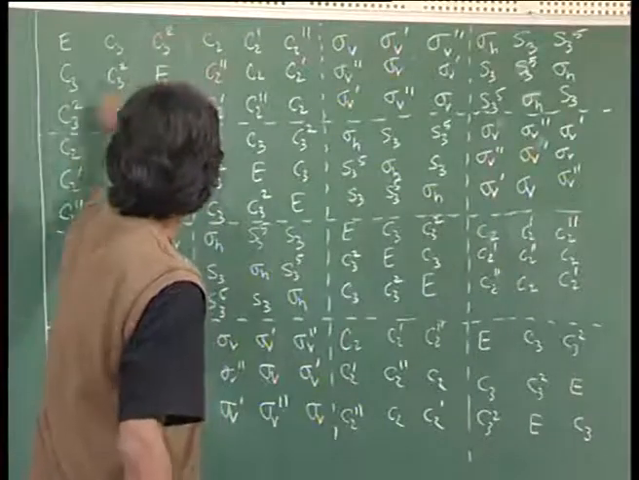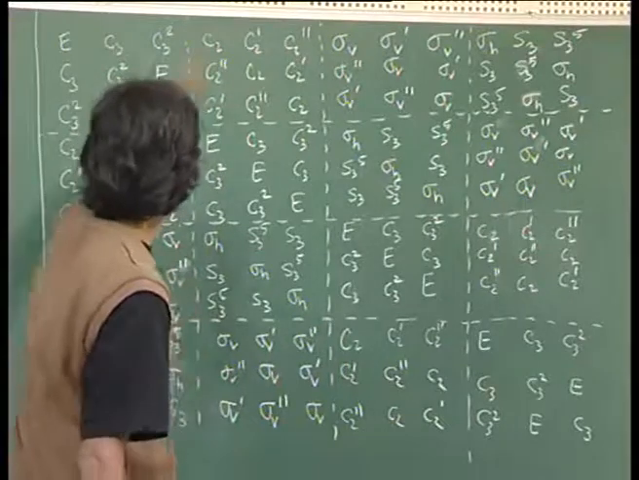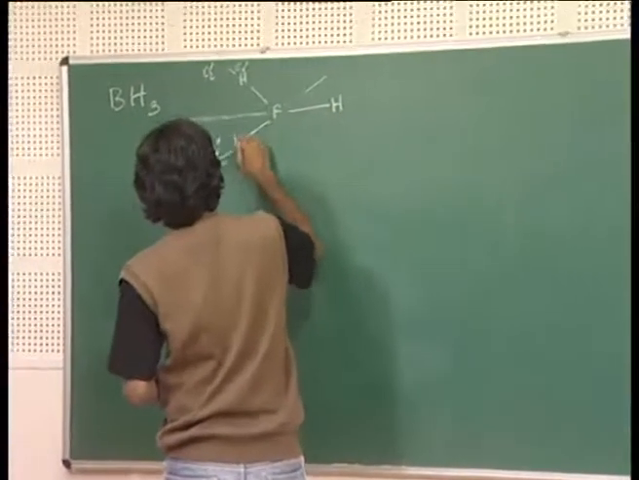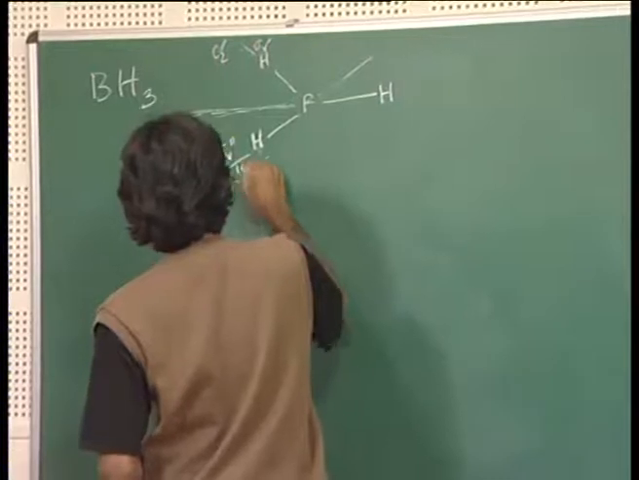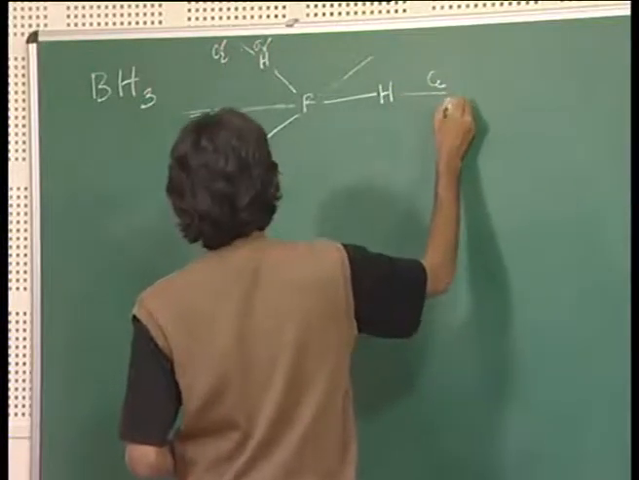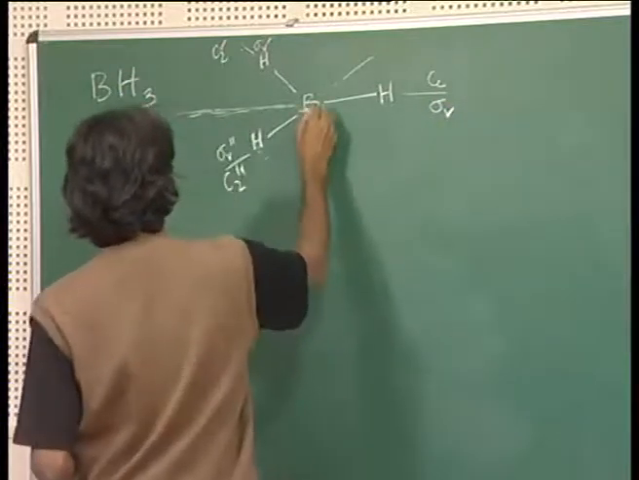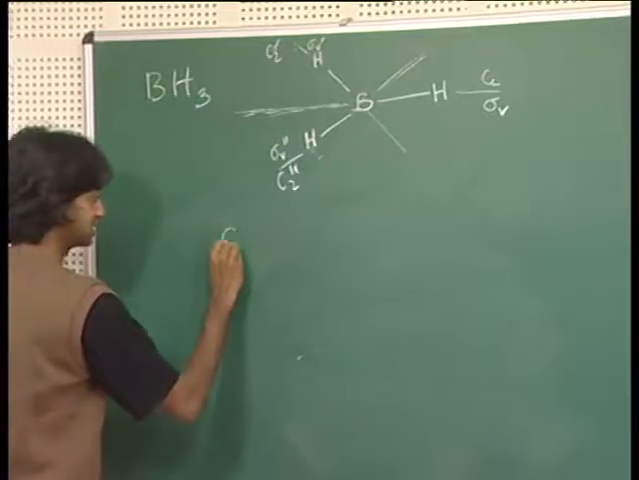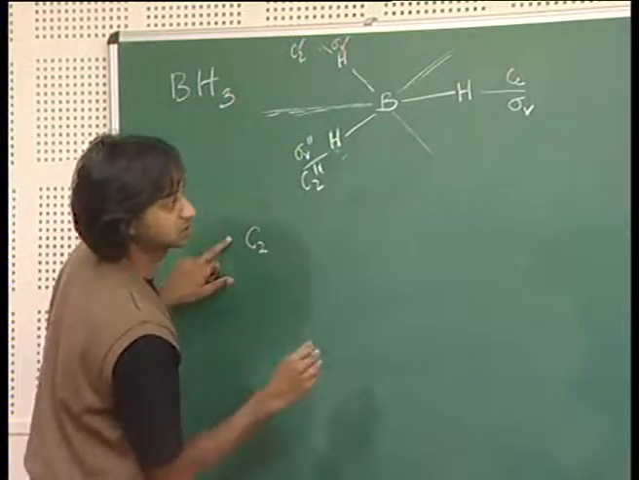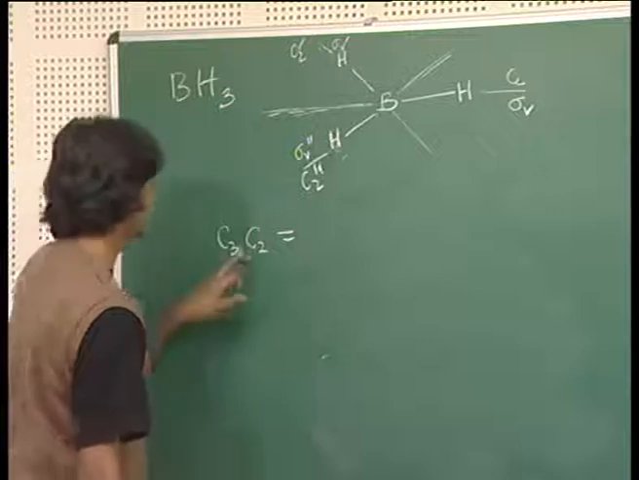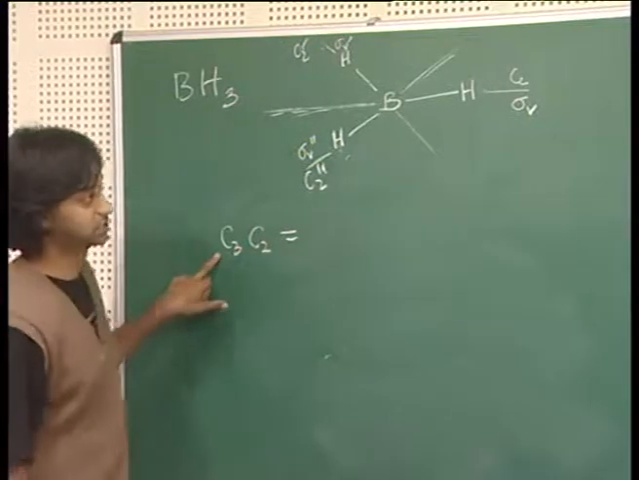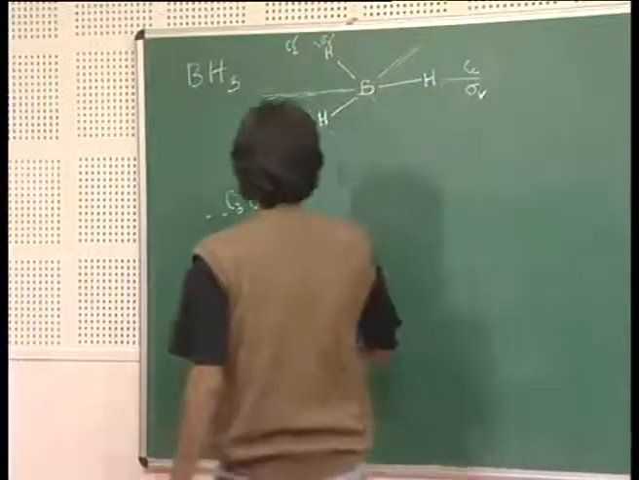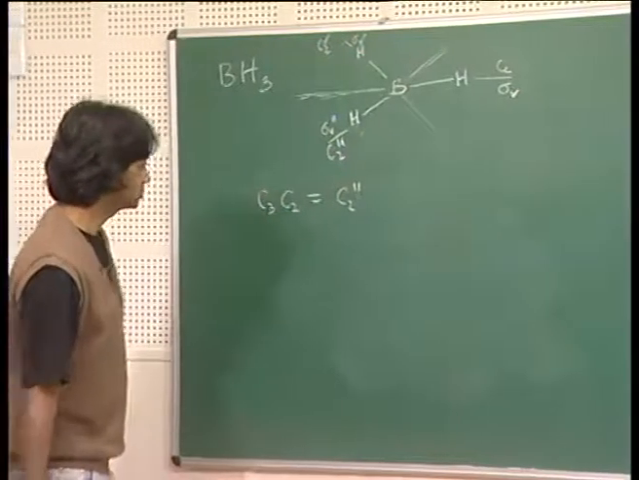So I said that C2 times C3. Okay, so we said that C2 followed by C3 is C2 double prime. So what we said is the following, and I'll illustrate this. C3, C2 means first you operate by C2 and then by C3. So first operate by C2 and then by C3, you get C2 double prime. Okay. So now let's look at this.